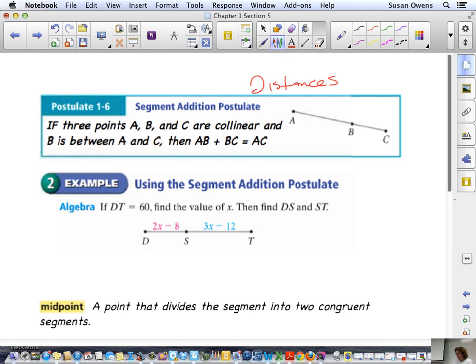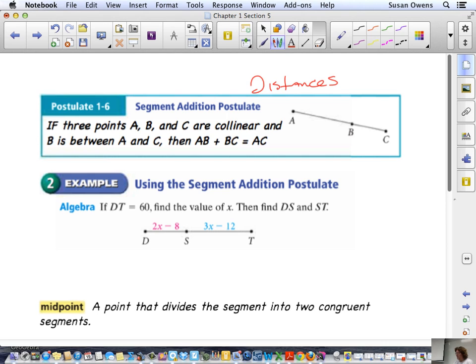So here's an example of using it. If DT equals 60, find the length of x. This is one of the ones that, when you see them on the worksheets we'll give you, they're going to be a lot harder. You know, there'll be systems and quadratics and things like that. But the book, not many quadratics, not many systems, so most of the examples from the book will be much easier. Be careful when you're setting up a statement.